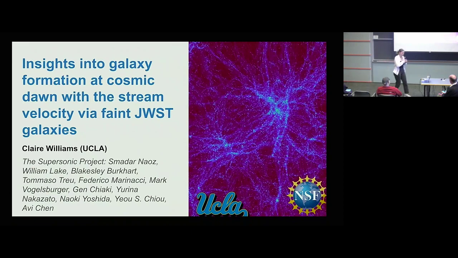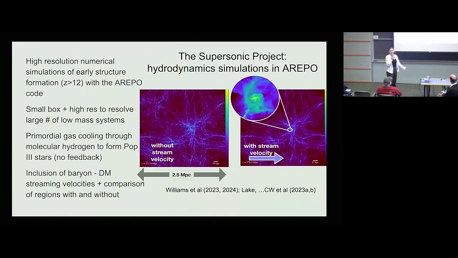Today I want to tell you about our high-resolution numerical simulations that we've been running using the Arepo code. We have these small box simulations, 2.5 megaparsecs on a side, where we're trying to resolve the very early structure formation with POP3 star formation. We run these simulations down to a redshift of 12. Our focus is to get a large number of these low mass gaseous systems, and we include the molecular hydrogen cooling to form the POP3 stars. Currently, we don't have feedback processes included.